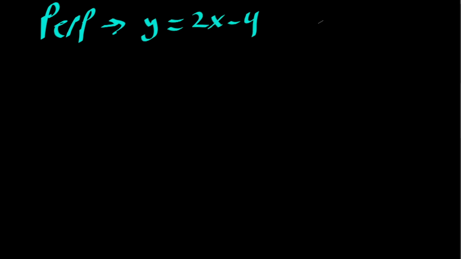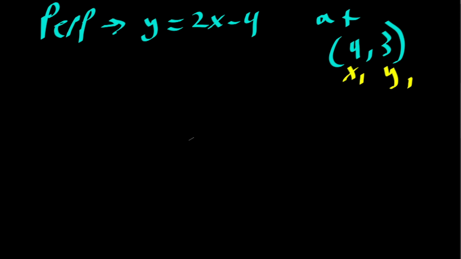Let's look at perpendicular. So if we want a perpendicular line to, let's say, y equals 2x minus 4, and we're going to pass through (4, 3). So this is no different than the last problem. We still know that 4 is x1 and 3 is y1. But we still don't know the slope. If we look at 2, we would say, okay, the slope here is 2.